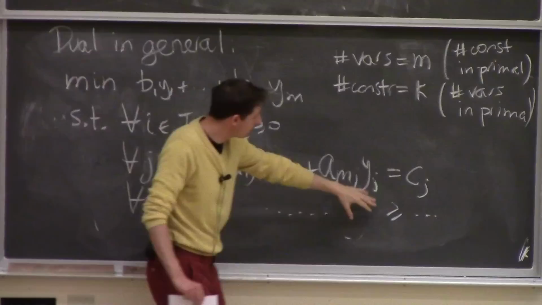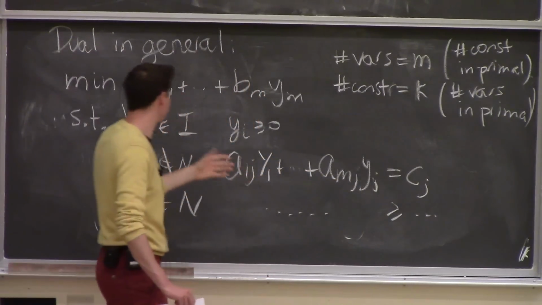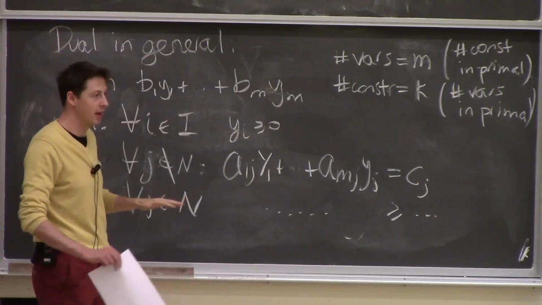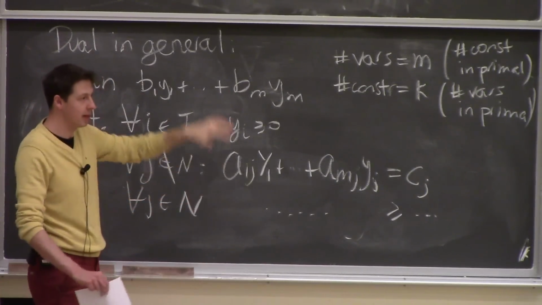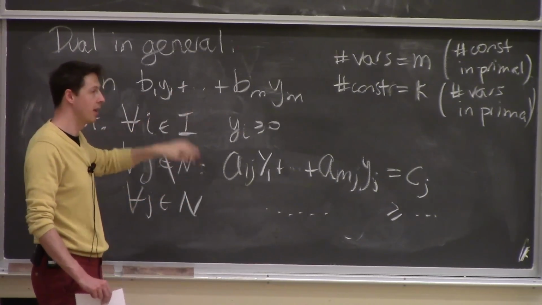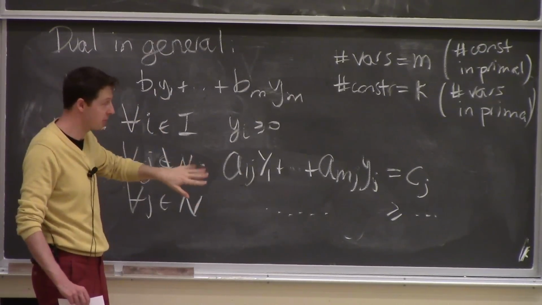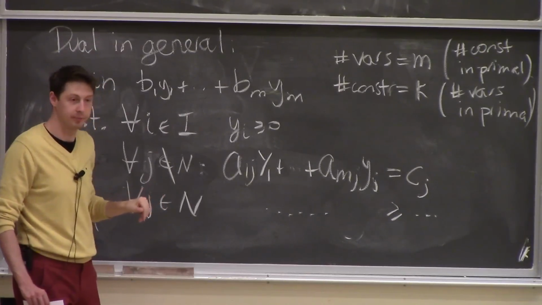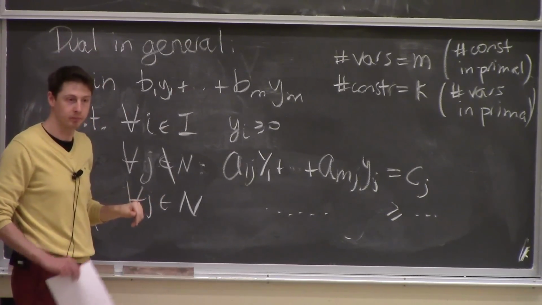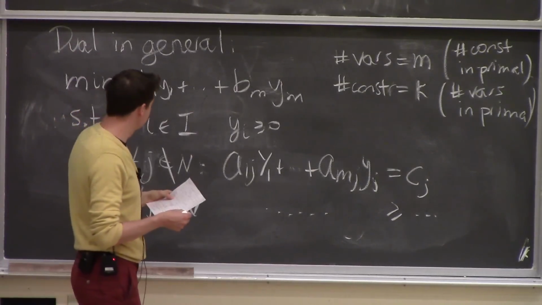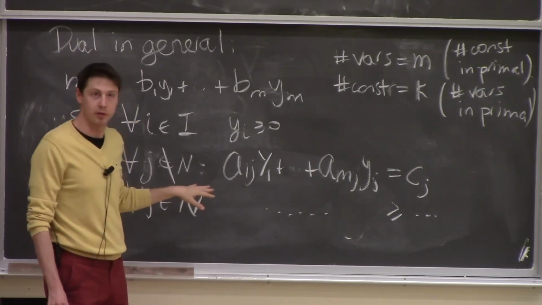And for the equals and greater-than-or-equal, this just depends on who was non-negative and things like that. But at a high level, the constants become the coefficients in the maximization function. The things in the maximization function become the constants, and you take the transpose of the matrix for the Aij. Okay? Questions about the general transformation? Yes?